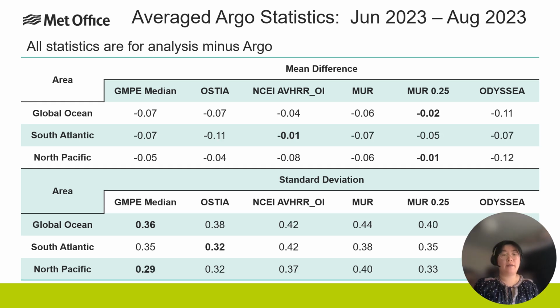In the summertime, it's a slightly more complicated picture, where the MER 0.25 appears to compare against Argo really well in the global ocean and North Pacific, having the best statistics. And the NCEI AVHRR OI compares best against Argo in the South Atlantic, where OSTIA appears to be struggling a bit. In terms of standard deviation, though, the GMPE median has really good standard deviation against Argo, as well as OSTIA. And again, these two columns show smaller numbers than the rest of the L4 analyses.